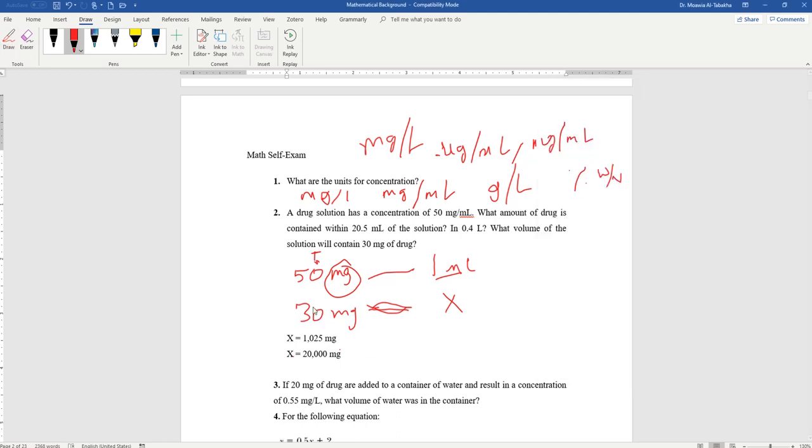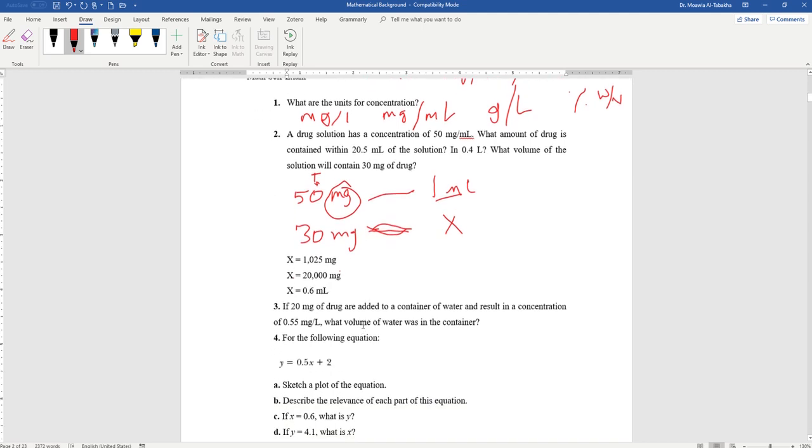X equals 0.6 ml. Here it should be in the same units as the ml you see here, and as we expected, it is less than 1 ml, because there are 50 in 1 ml, so 30 will be in less than 1 ml, which is 0.6 ml. Now, try the second one.